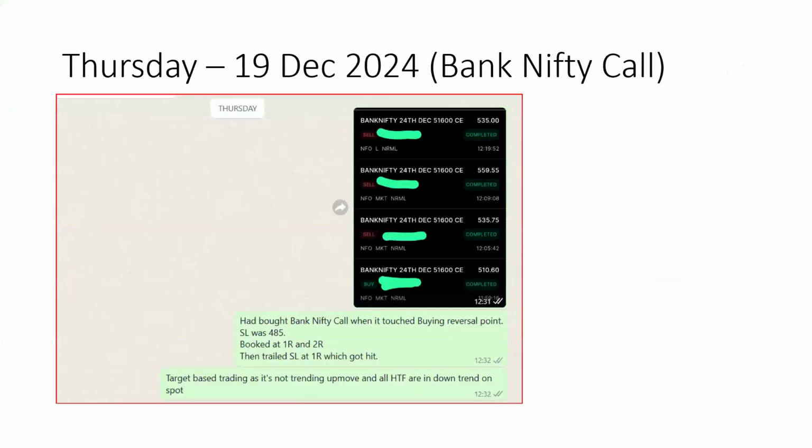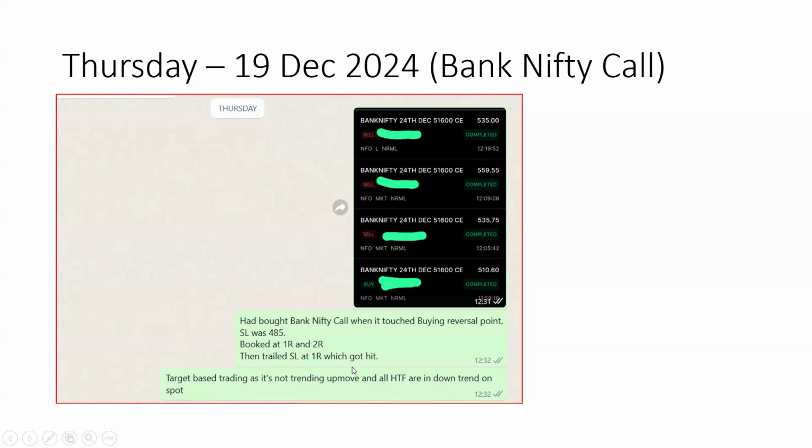Then this is the third trade. This was taken in a Bank Nifty call, and this was on 19 December. 19 December 2024 means this Thursday's trade. What was the trade? I had bought at 510. First exit was at 535. My stop loss was around 485. Second exit at 559 and trailing stop loss at 513.